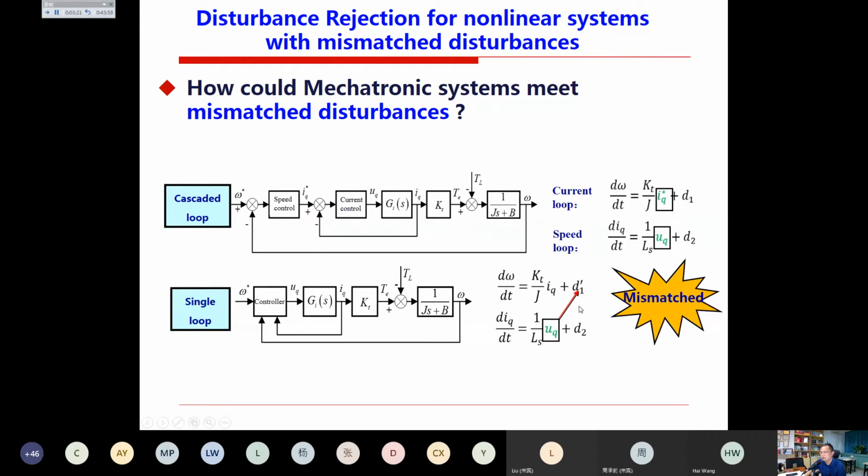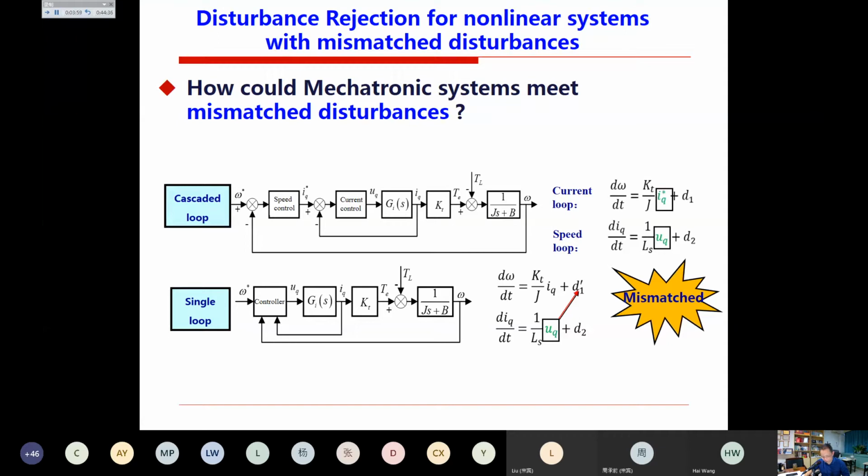Even if you can estimate D1 and D2 well, you can compensate D2 just by having a minus D2 hat in the UQ. But for D1, it's not easy to compensate it directly, right? So it's called a mismatched disturbance. In this case, there's no systematic solution, even for the LTI system, the linear time invariant system. So we have some solutions for such a case for the linear one or some specially structured nonlinear systems.